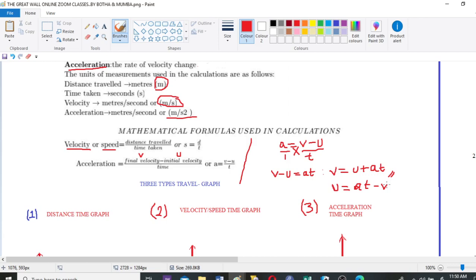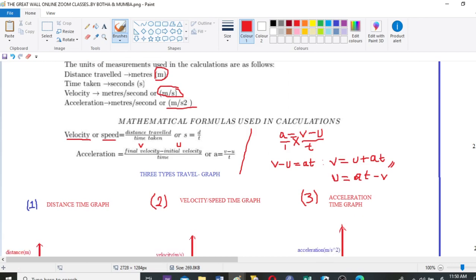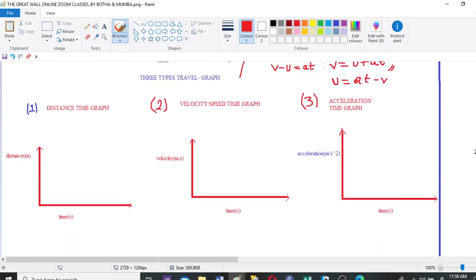Okay, now let us look at the three types of travel graphs. So the travel graphs that we have, you can see them here. We have the distance time graph, velocity time graph, and acceleration time graph. Now one thing you can notice here is the time. Each graph has time. So as we consider time, we consider the distance. As we consider the distance, we consider it with time. We consider velocity with time, acceleration with time.